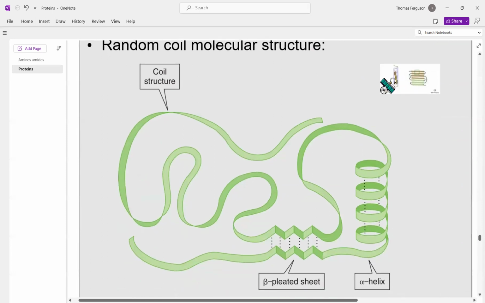Okay, so this is a nice example of a typical protein. So you've got an alpha helix, pleated sheet, and then kind of a generic folding. Most all the proteins look like this, with a combination of alpha and beta structures.